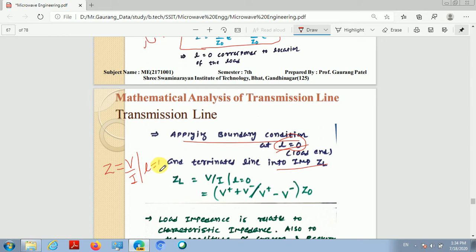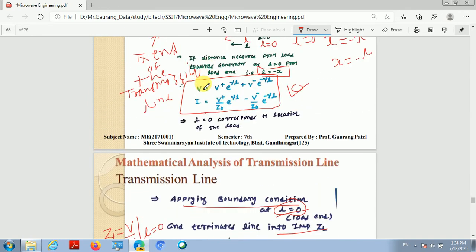So the condition is that at L equal to 0, the impedance is nothing but ZL, which is the ratio of voltage and current. So here, in the voltage formula, put L equal to 0, the boundary condition. What will V be? V will be V plus, plus V minus, because L is equal to 0.